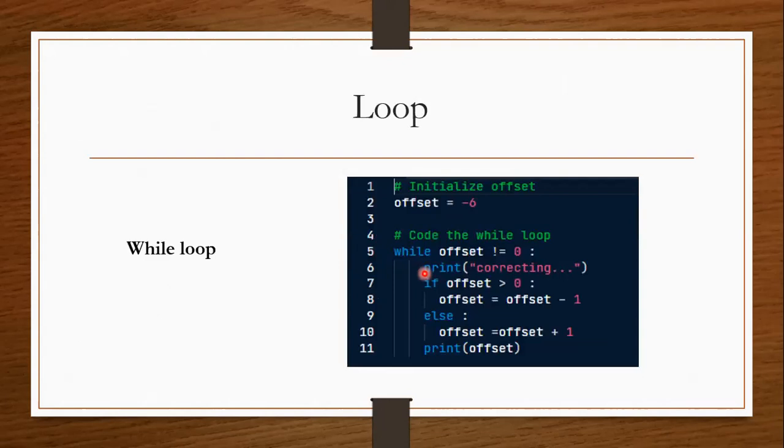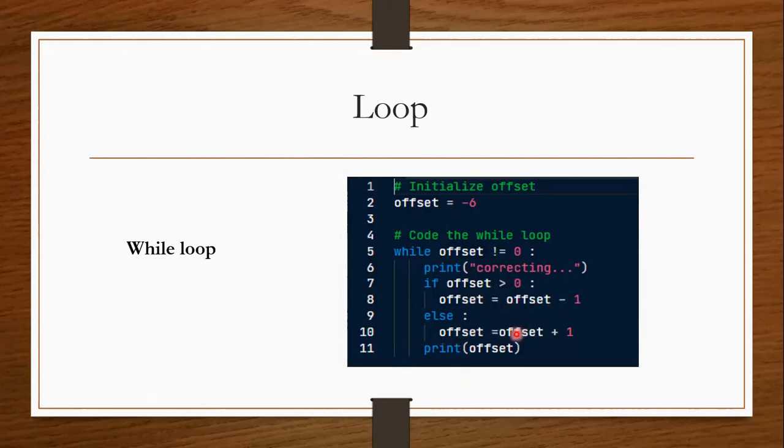Loop. There are two loops we discussed in Python. The first one is the while loop and the other one is the for loop. In the while loop, the process occurs until the condition is met. For example, while offset is not equal to 0, print correcting, if offset greater than 0, offset is equal to offset minus 1.